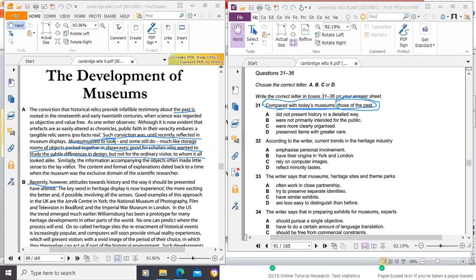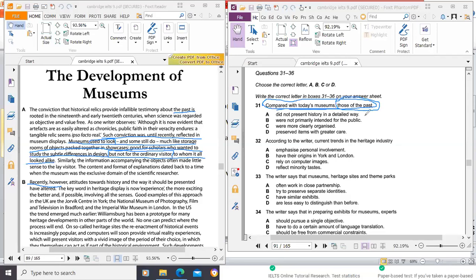All the story I'm looking for, all the answers I'm looking for, I'm assuming will be here. But I'm going to be looking at it in line with what they have talked about. Did not present history in a detailed way? You quickly scan through, there's nothing like that. Were not primarily intended for the public. So I saw here, but not for the ordinary visitor.